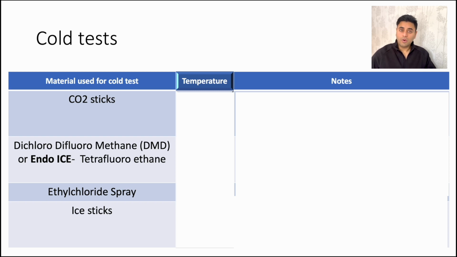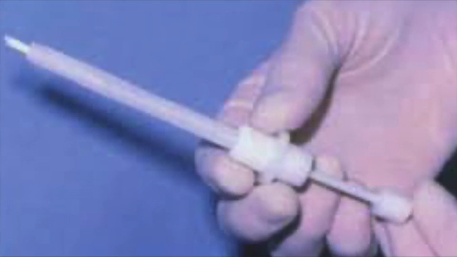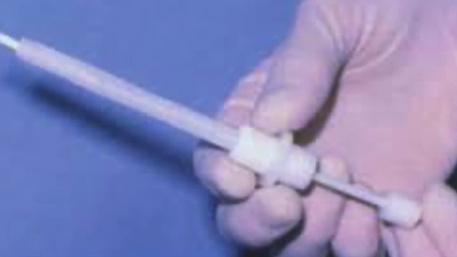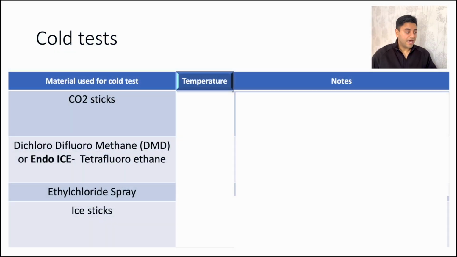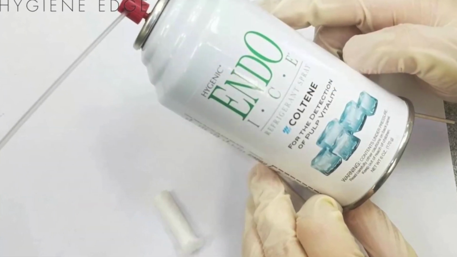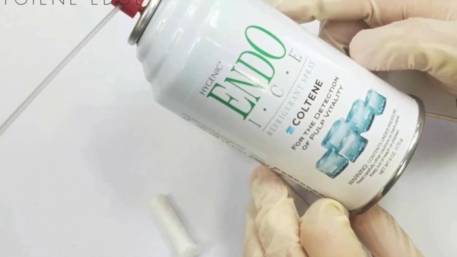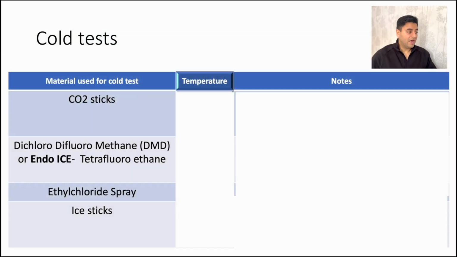So for doing the cold test, we have a few options. You can use carbon dioxide sticks. Carbon dioxide, if you know, is called dry ice, and these are super cold. There is dichlorodifluoromethane, which is DDM, or the more common endo ice, which is tetrafluoroethane, whose commercial name is endo ice. Then we have ethyl chloride spray and ice sticks.